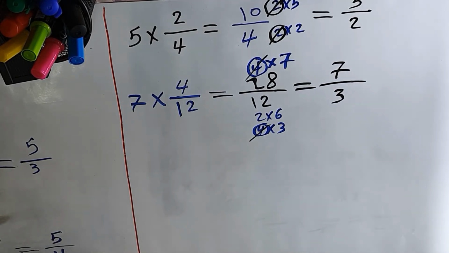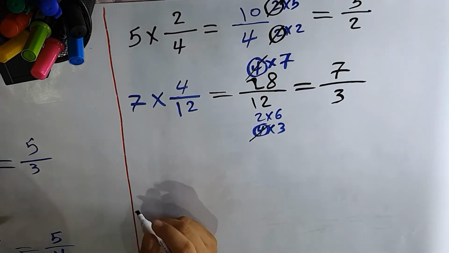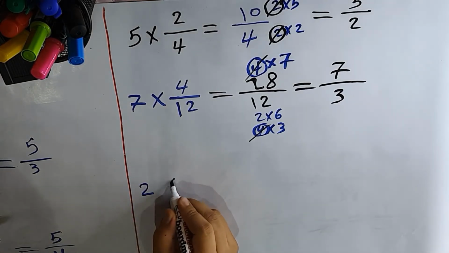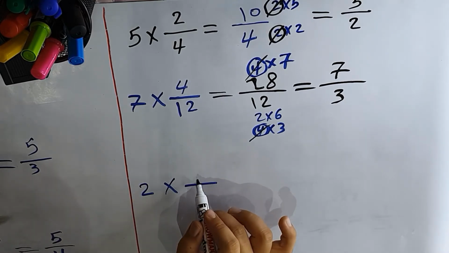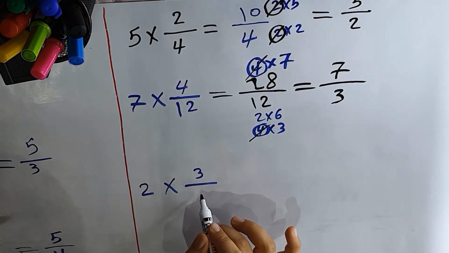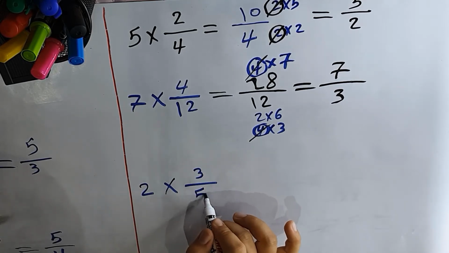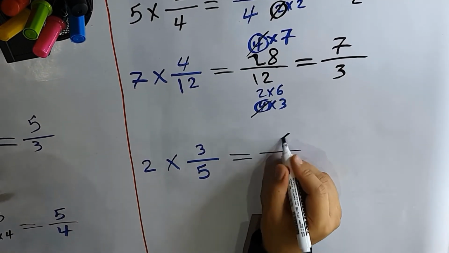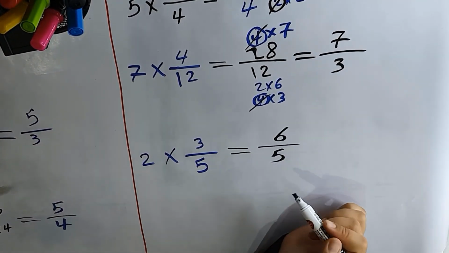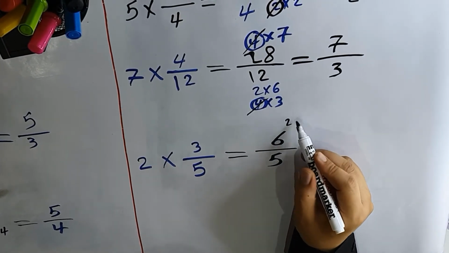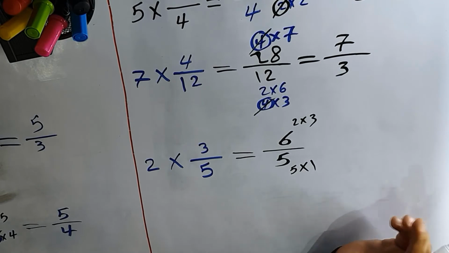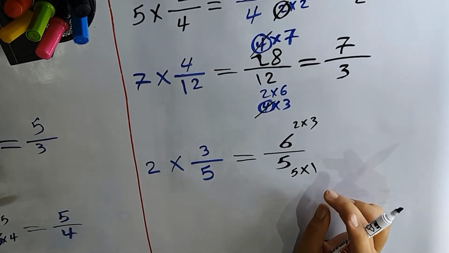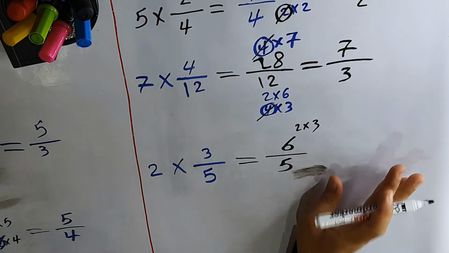Sometimes you are asked to put the answer as a mixed number. For example, 2 multiply 3 over 5. We multiply 2 by 3 is 6, and 5 is down. Simplify first. 6 is 2 times 3 and 5 is 5 times 1. Then no simplify.